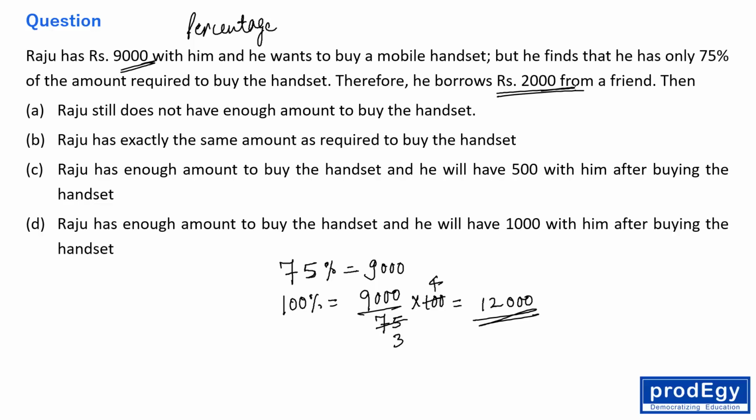So obviously he has to borrow 1,000 more. Fine. Option A: Raju still does not have enough amount to buy the handset. Yes, correct. Actually, he had to borrow 3,000 rupees, but he is only borrowing 2,000 rupees. So obviously, he still does not have enough money to buy the mobile phone.